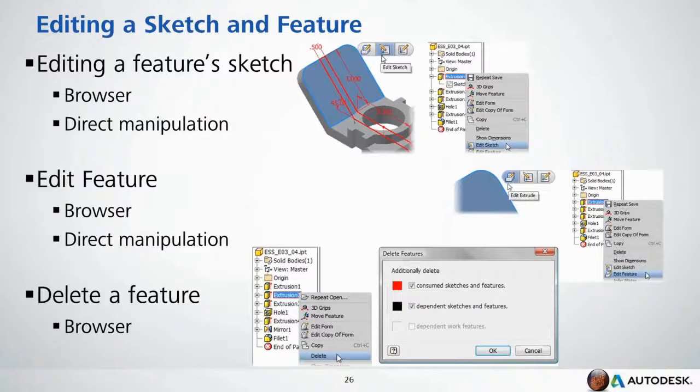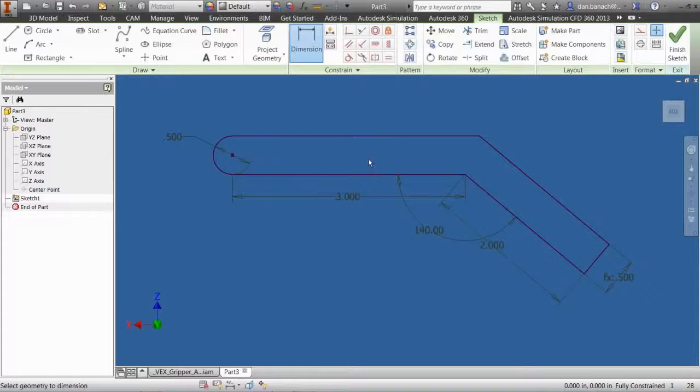So I can go back and edit the sketch, or I can simply go back and edit the feature, change its size. With Inventor here, everything is going to be very consistent. So with the direct manipulation tools, all we need to do is select that feature and, again, make the change at the feature level or to the sketch. So let's dive into Inventor here.